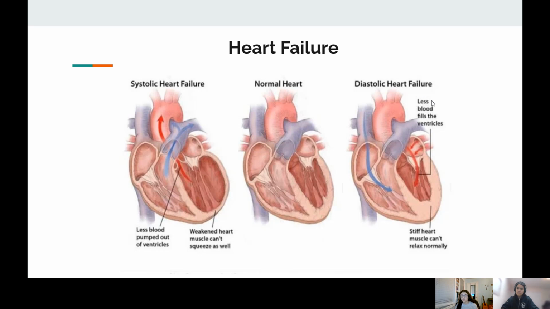So here, you're getting less blood filling into the ventricle because it's stiff and enlarged. And then in systolic heart failure, you're getting enough blood filling into the ventricle, but it's just not pumping out to the body enough. So that's essentially what the heart is.